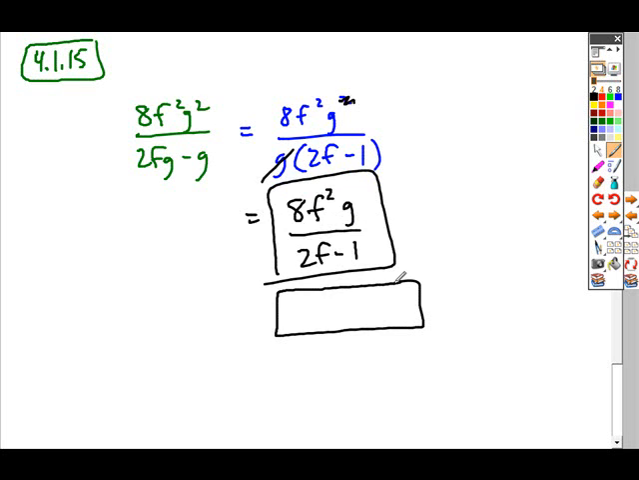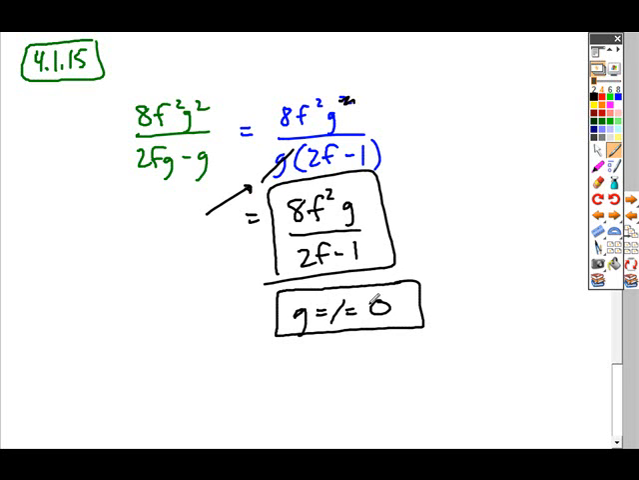Okay, now, when you identify your domain restriction, even though there might be more than what you write in here, all you're writing in here are the domain restrictions that got canceled out through the simplifying process. So if we look, the only factor from the denominator that was canceled out is g. So what do we know g cannot equal? g cannot equal 0. And so that will be your only restriction.